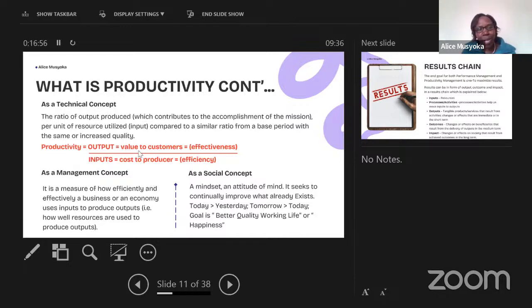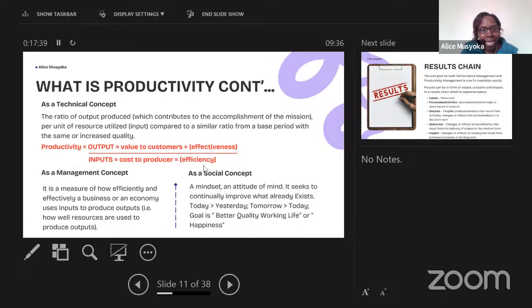When we talk about output, we are talking about value to customers. We are talking about effectiveness divided by inputs, where we are looking at costs to producer, and that is efficiency. So when we talk about costs or resources or inputs, that now becomes the denominator in this ratio. So you find we are looking at how many units of inputs go into producing 1 unit of output. That is what productivity is.